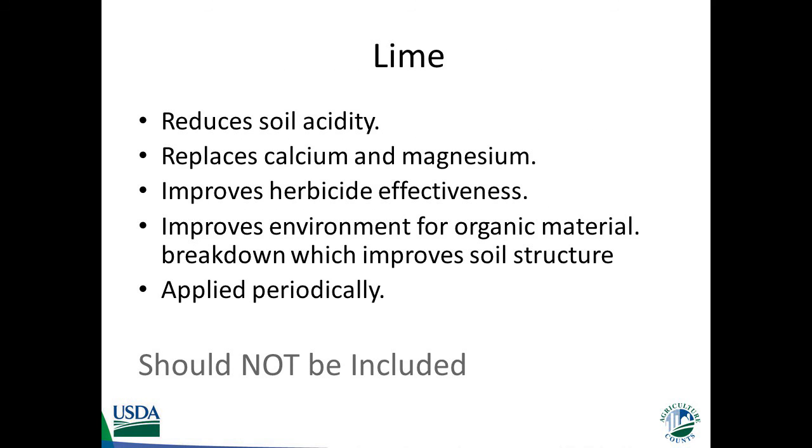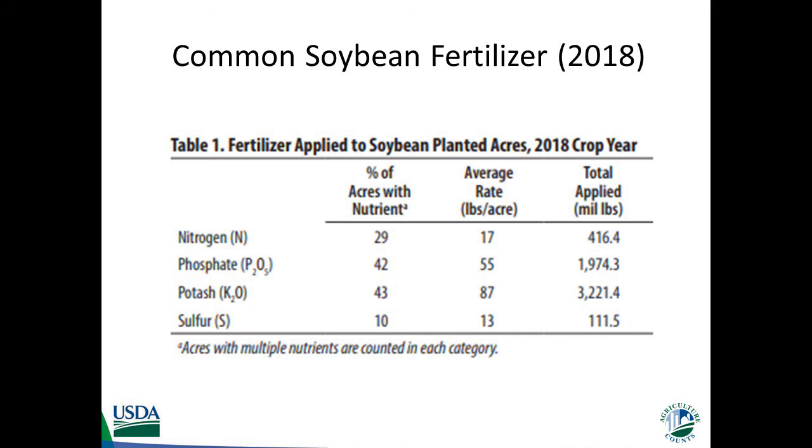Operators may also indicate that they applied lime to their fields. Lime reduces soil acidity, replaces calcium and magnesium in the soil, improves the effectiveness of herbicide, and improves the environment for organic material. It is applied periodically, but not generally on an annual basis. While we do ask questions about lime applications on the long form of ARMS 2, we should not be including any lime applications in this Section C fertilizer table.